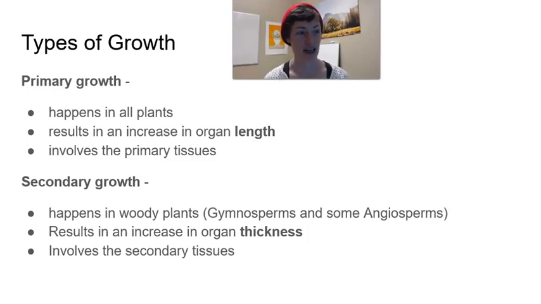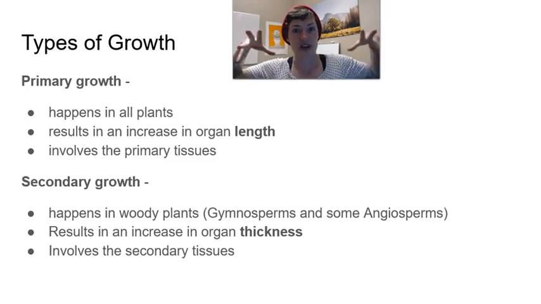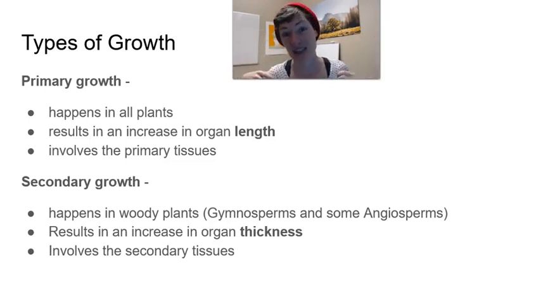Secondary growth, on the other hand, happens in woody plants, so all gymnosperms and some angiosperms, a lot of angiosperms, but there's just a lot of angiosperms in general, are going to go through secondary growth. This results in an increase in organ thickness, so wider trunks, wider roots. Secondary growth does not happen in leaves, so those are excluded. We're just talking about roots and stems for secondary growth. And the last part, this involves secondary tissues.